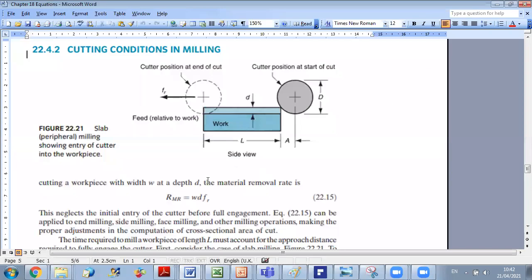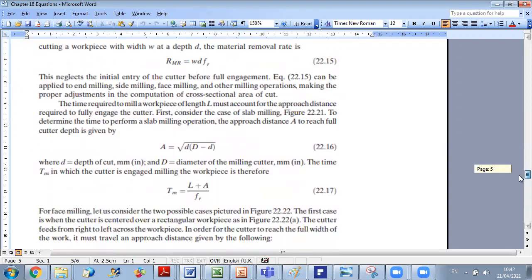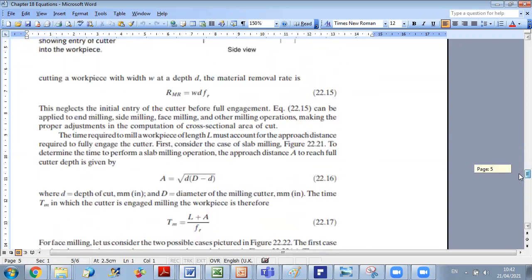So we were talking about the different types of milling. We have seen here the first type, peripheral milling. In peripheral milling, first, in order to account for the approach distance, the time required to mill a workpiece of length L must account for the approach distance, as we have seen in the previous case, to fully engage the cutter. So first we will consider the case of slab milling.